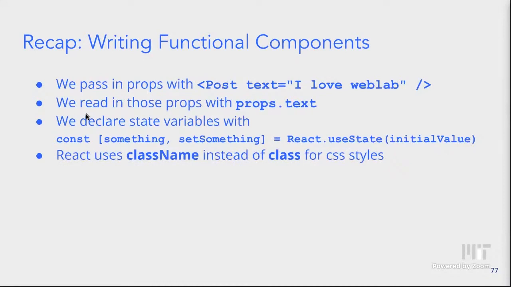And then when you write out your components, they look like HTML tags. To pass in props, you just put a space and then the name of the prop, equals, and then the value of the prop. The name of the prop can be anything. You can name it text, you can name it post text, you could have named it the body of the post. And then equals, and then the value. So, I love web lab. If it's a string, you should put it in double quotes. If it's just a number, you can put it in curly braces so that you can enter the JavaScript environment and then put in a number.